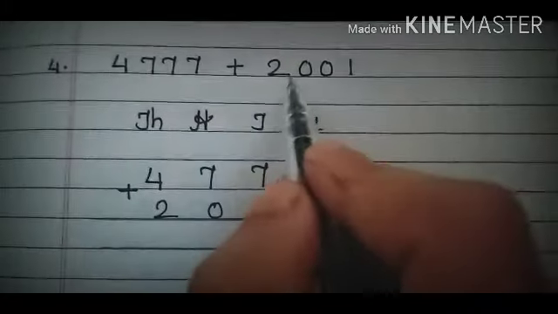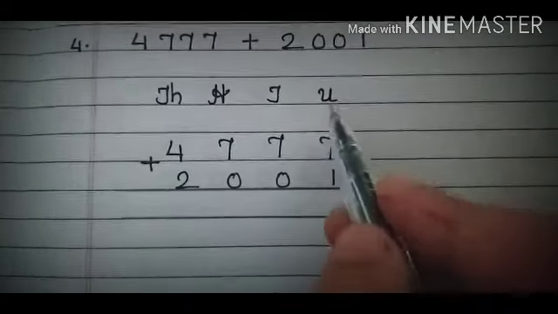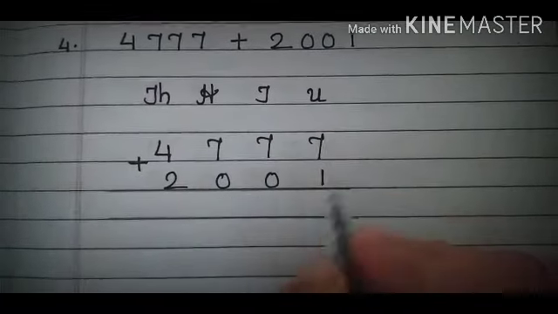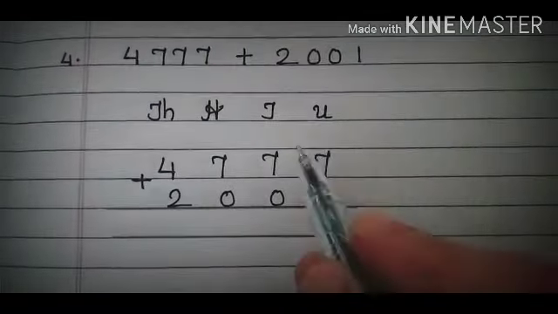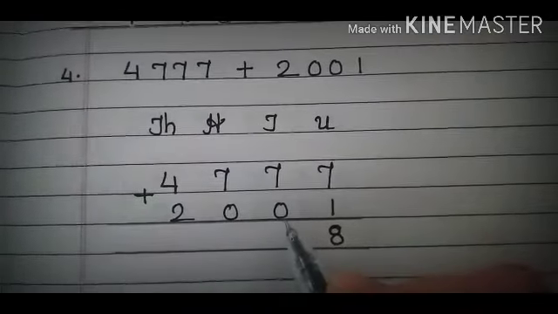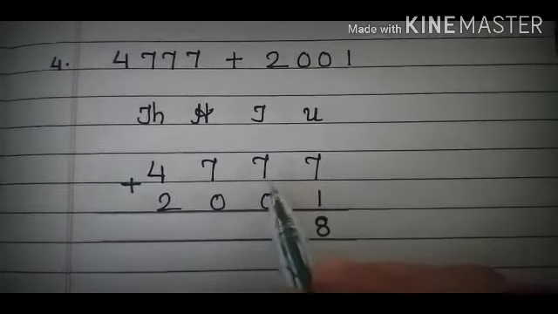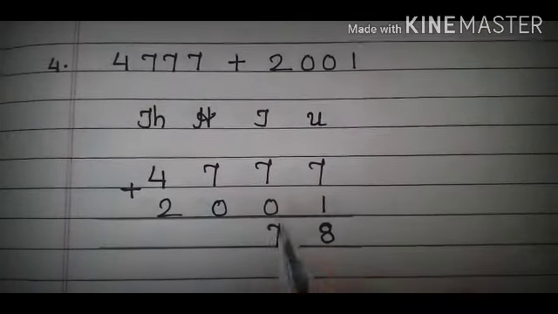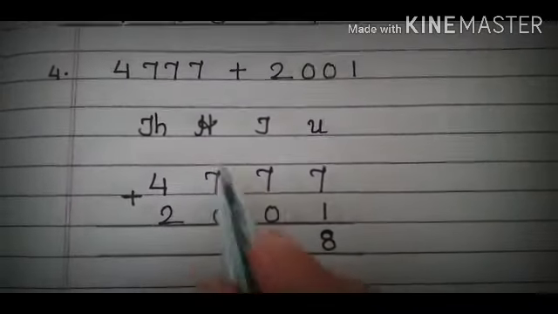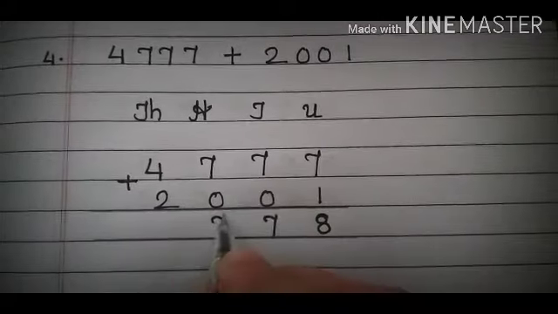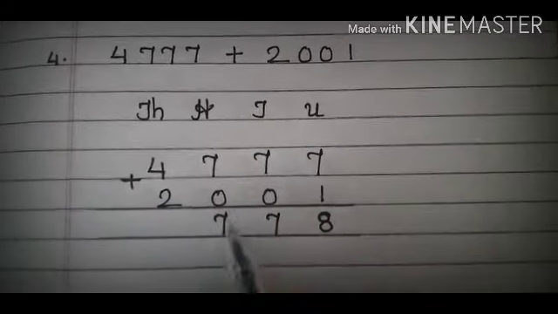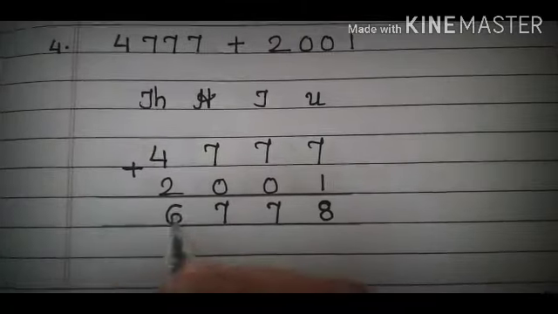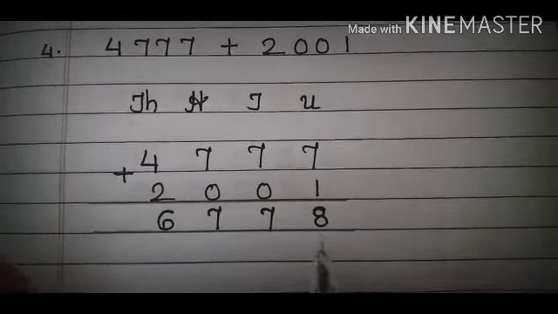Now next example, 4,777 plus 2,001. So first we will add units place, 7 plus 1. So 7 plus 1 is 8. In tens place, 7 plus 0. So again, in any number, if 0 is added, the answer is that number itself. So 7 plus 0 is 7. In hundreds place also 7 plus 0. The answer is 7. So write down 7 in hundreds place. In thousands place, 4 plus 2. 4 plus 2 is 6. So our answer is 6,778.